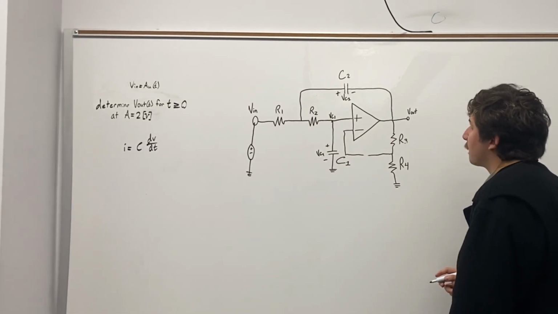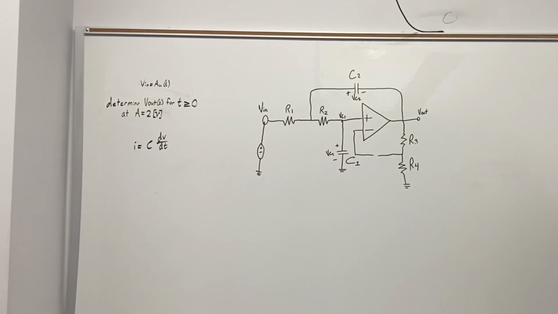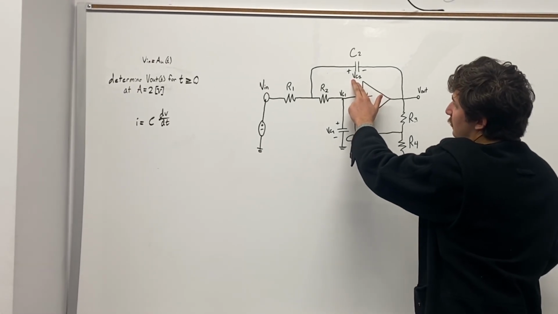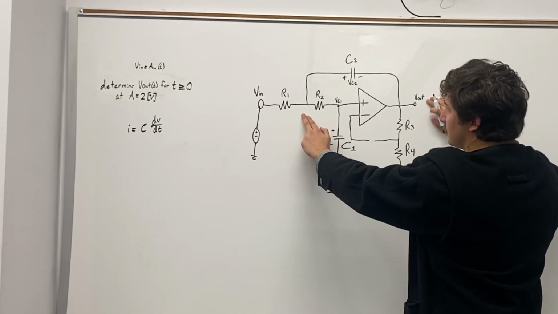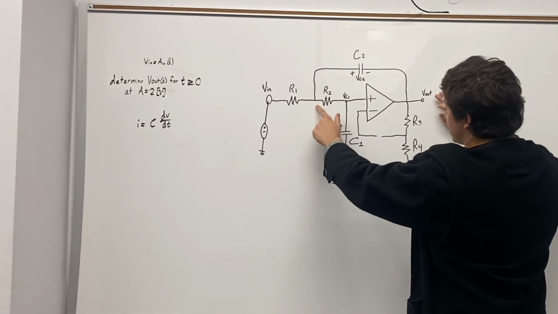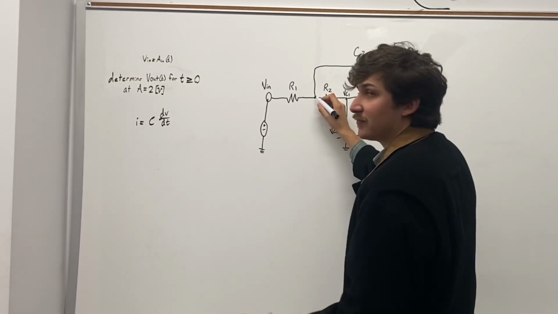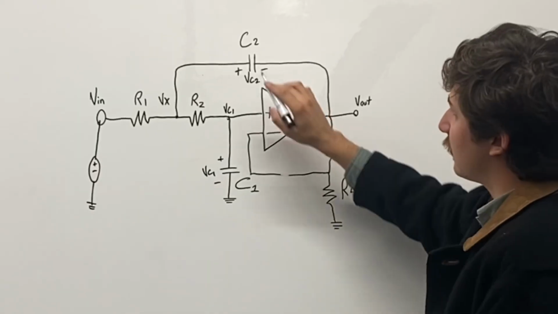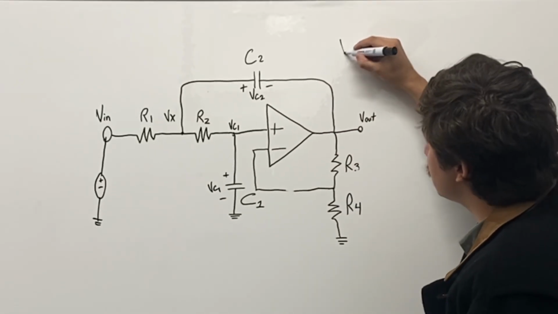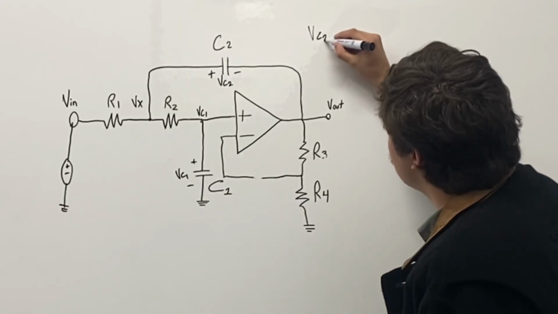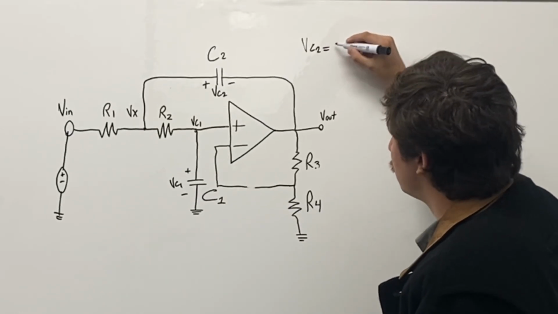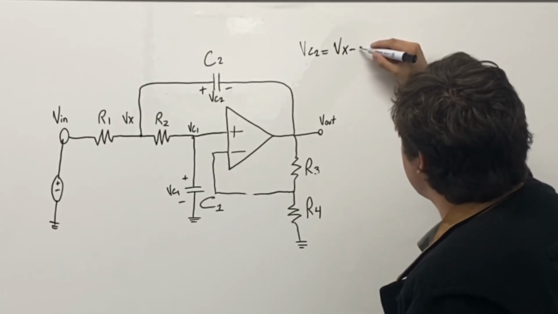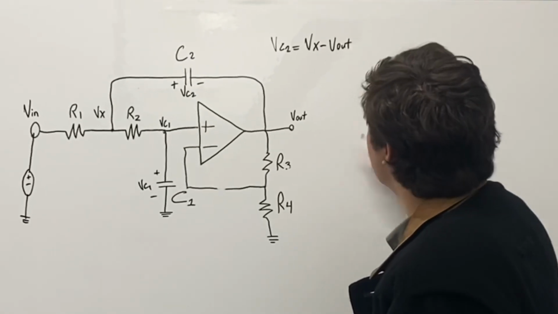Okay? And the second thing I see is that VC2 goes from this node to this node. So if we label this node, let's say Vx, VC2 should equal Vx minus Vout. Okay.